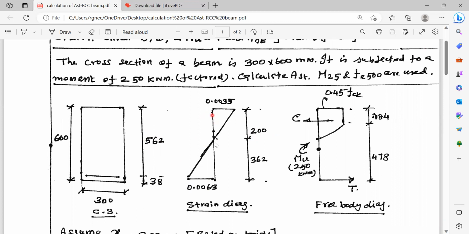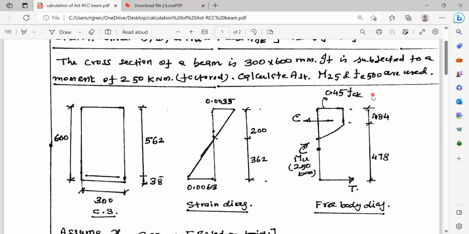The strain diagram needs to be drawn just for the sake of working from first principles. If you remember the value of the depth of the balanced section, straight away you can check whether 200 mm is less than 0.46 d. If so, you can conclude that you have assumed the neutral axis well below the maximum permissible value, and you can proceed with the calculation. Now, what is the stress in the concrete?